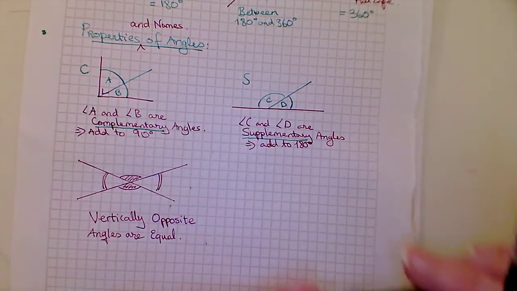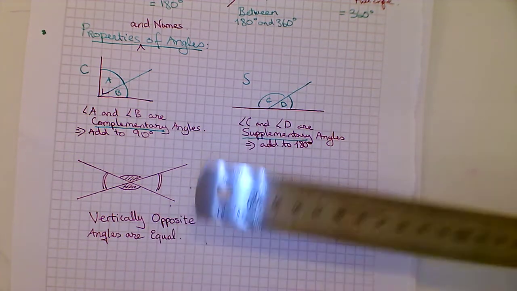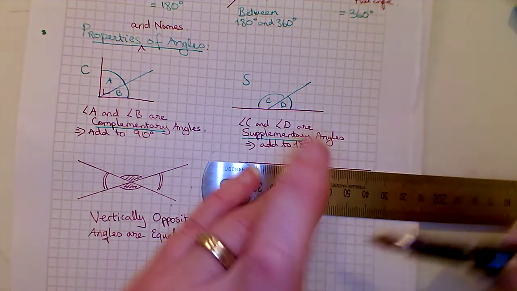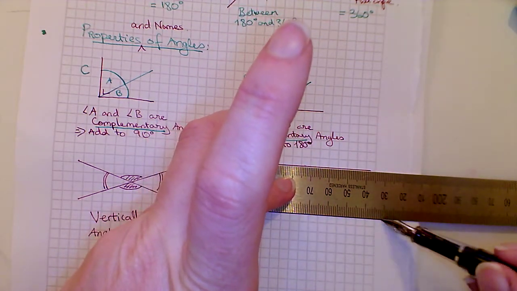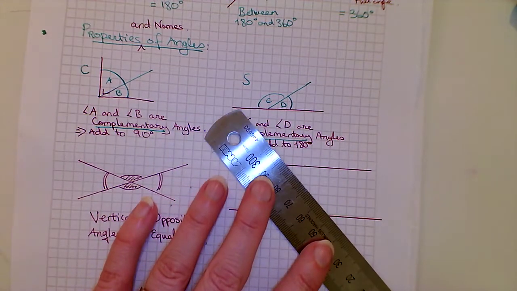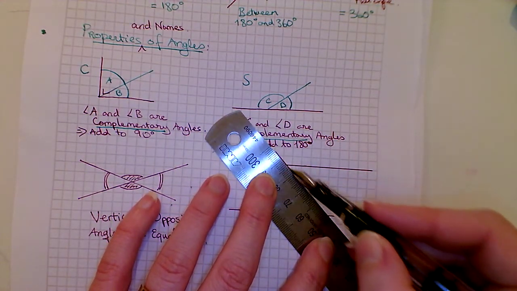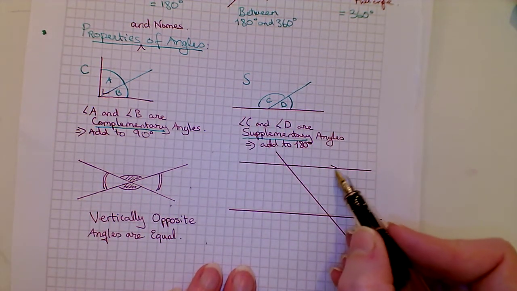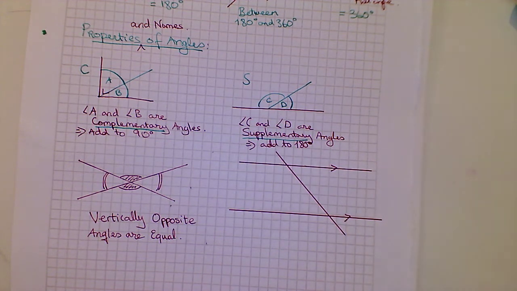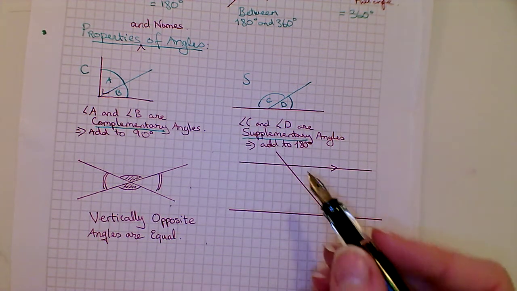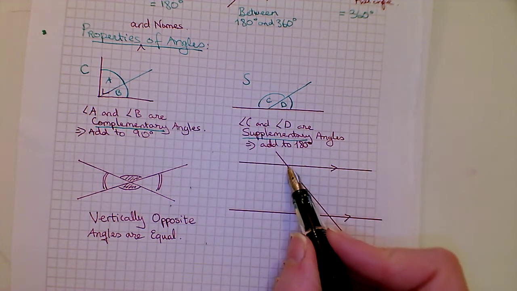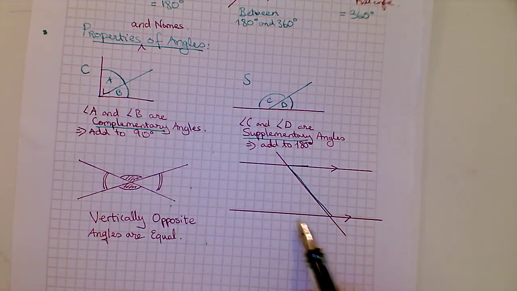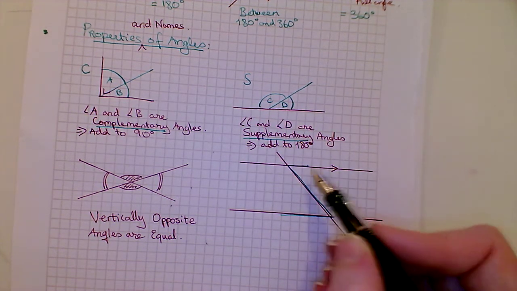Now, if I have two parallel lines, I start to get more properties of angles. So if I have two parallel lines like this, and a line going through them, so remember our symbol for parallel lines, there's a shape. We can look for a Z shape, okay? You see my backward Z here? This is the shape we're looking at.